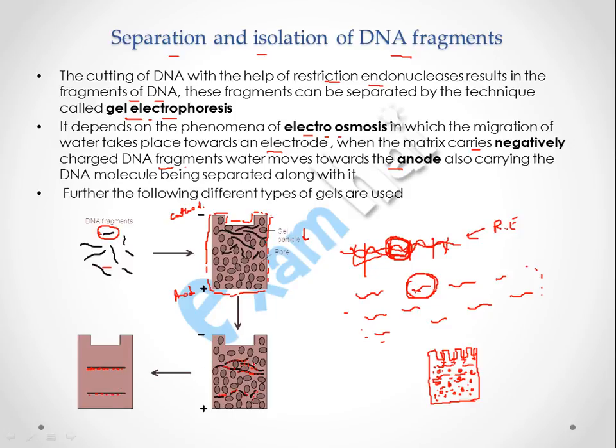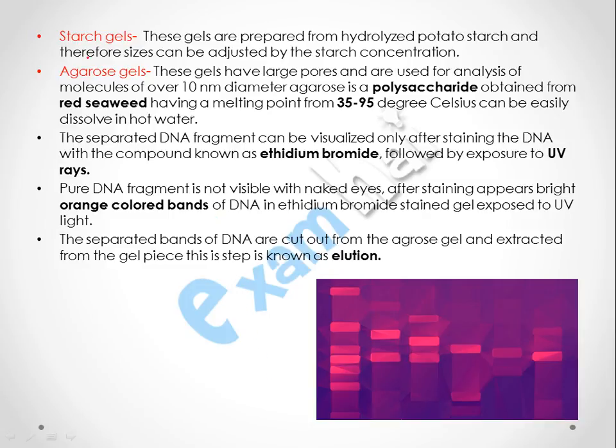This is the strand of larger DNA and this is the strand of smaller DNA fragments. So these are the DNA fragments which are separated by this technique, gel electrophoresis. Okay. Now the gel is of two types, starch gel or agarose gel. Starch gel is prepared from hydrolyzed potato starch and therefore the size can be adjusted by the starch concentration.